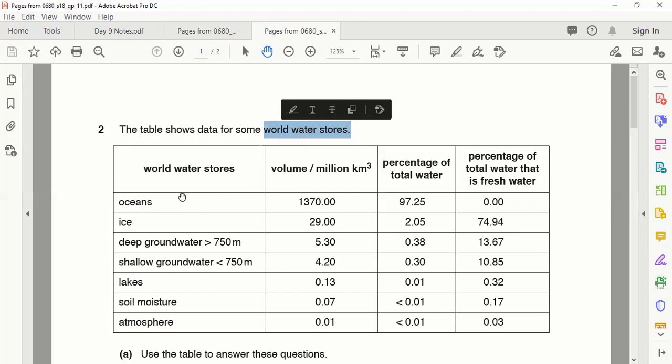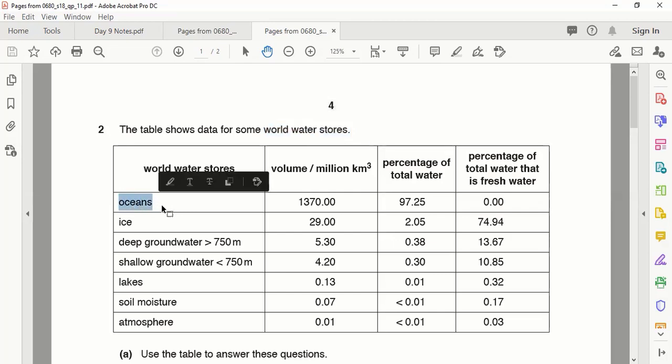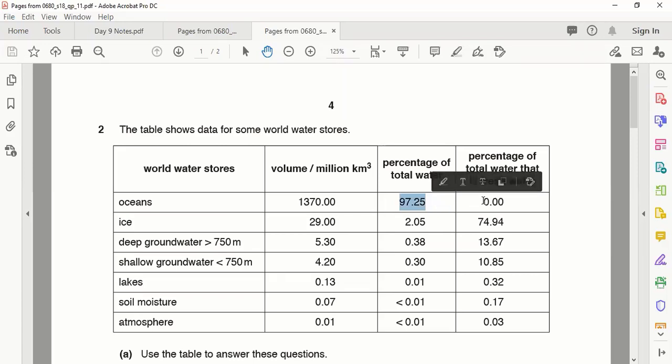Now they're saying that the table shows data for some water stores, where in the world water is stored. They're saying the water store, oceans, how much do they have? 1,370 million cubic kilometers they have. If you see the area of the ocean, it's like this. After that, the percentage of water, 97% water. Remember when we were doing the water, this one. So this is just information they have given. Okay. So in fresh water, they have nothing because it is salty water.